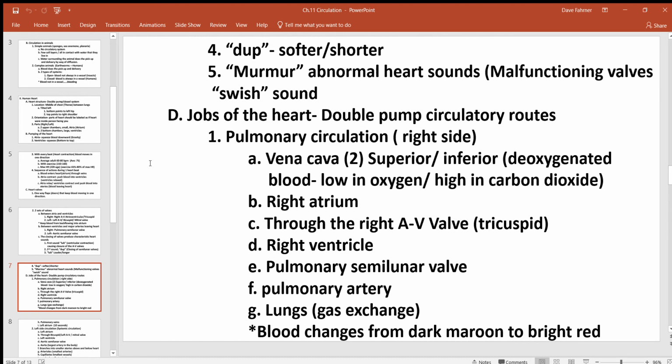The blood here is going to change from a dark maroon color to a bright red color because the carbon dioxide has been given up into the lungs, and oxygen has been taken up by the red blood cells in the blood, and that chemical combination of oxygen to hemoglobin in the red blood cell is going to change the color of that blood cell to a bright red color.